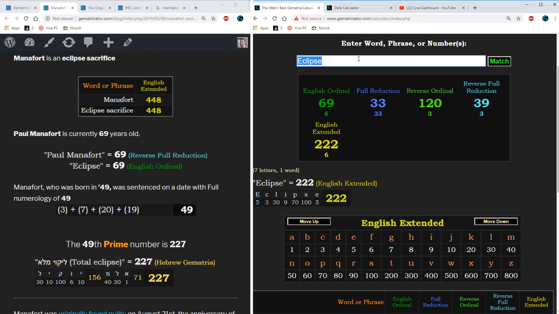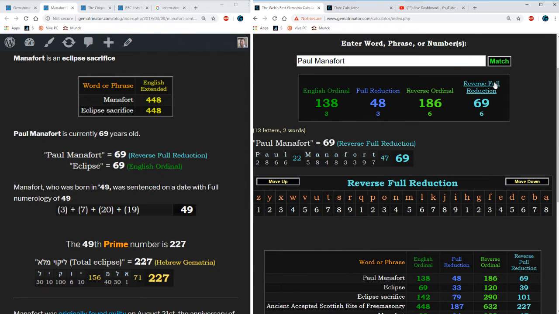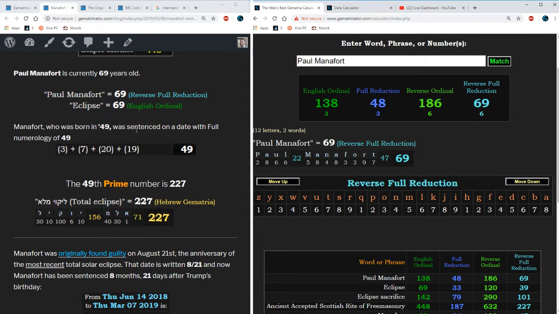Consider that the word eclipse on its own has an ordinal value of 69. The name Paul Manafort equals 69 in the reverse order, and when he was sentenced to prison, he's 69 years old.